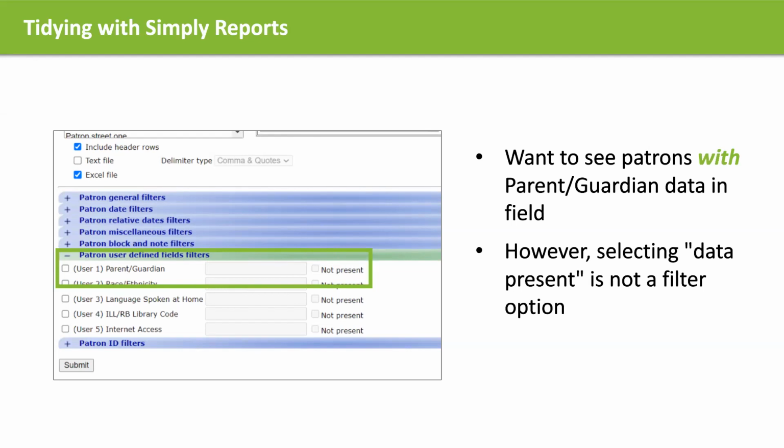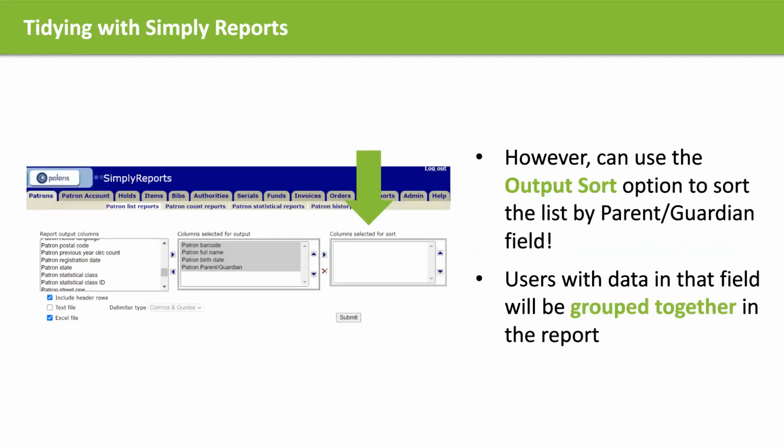So in this case, what happens if we don't have a filter available to us? One thing we can do here is make use of that output and sort options. So going back up to our output options selections, we do have access again to that parent guardian output. And if we sort with this, if the patron has data in that field, we're going to see it in our report output. And then if we sort by parent guardian, the report is going to group anyone that has data in that field together in our output.